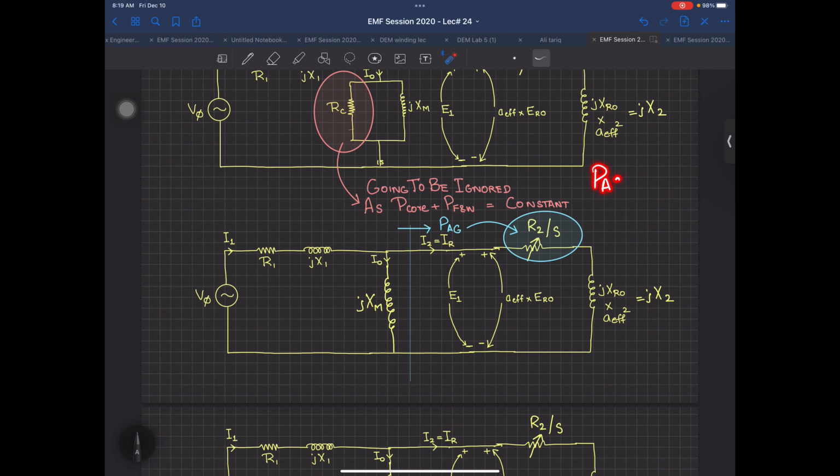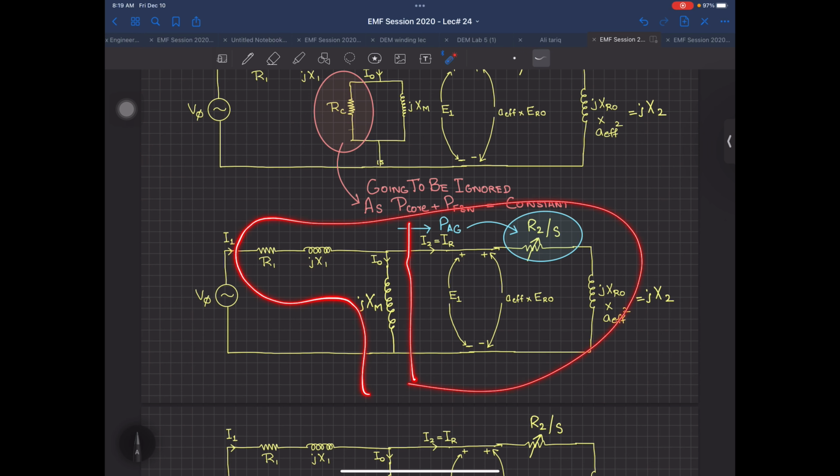The air gap power, you already know from your last equation of the chapter. It was 3 I2 squared R2 by S, where I2 is the current over there. Now the problem with the last lecture, lecture number 24, is that you first have to calculate I1, then based on this calculate I0 and then I2 by the current division rule. The circuit has a lot of resistances and impedances, so you have to apply the current division rule after finding the total impedance of your circuit.